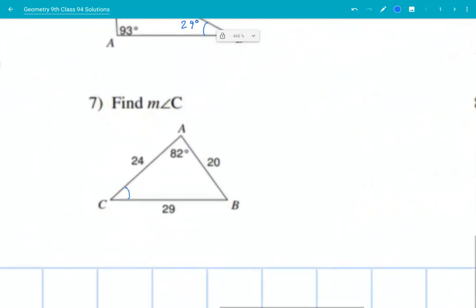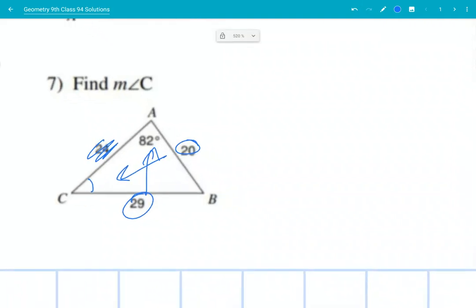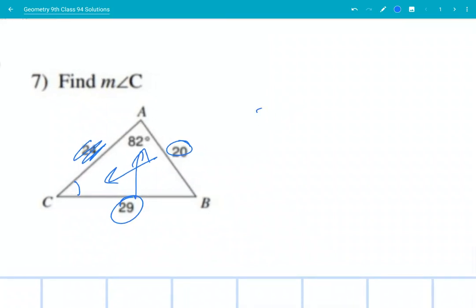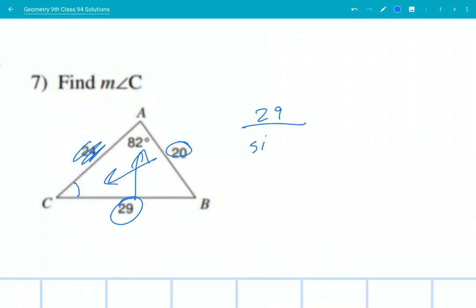Number 7. Let's find this C. So we have side and angle, and I see that the 24 does not have an opposite angle that we know. So I'm going to cross the 24 because we don't really need it. And then here we have a side and an opposite angle. So we're going to say 29 over sine of 82 equals 20 over sine of C.